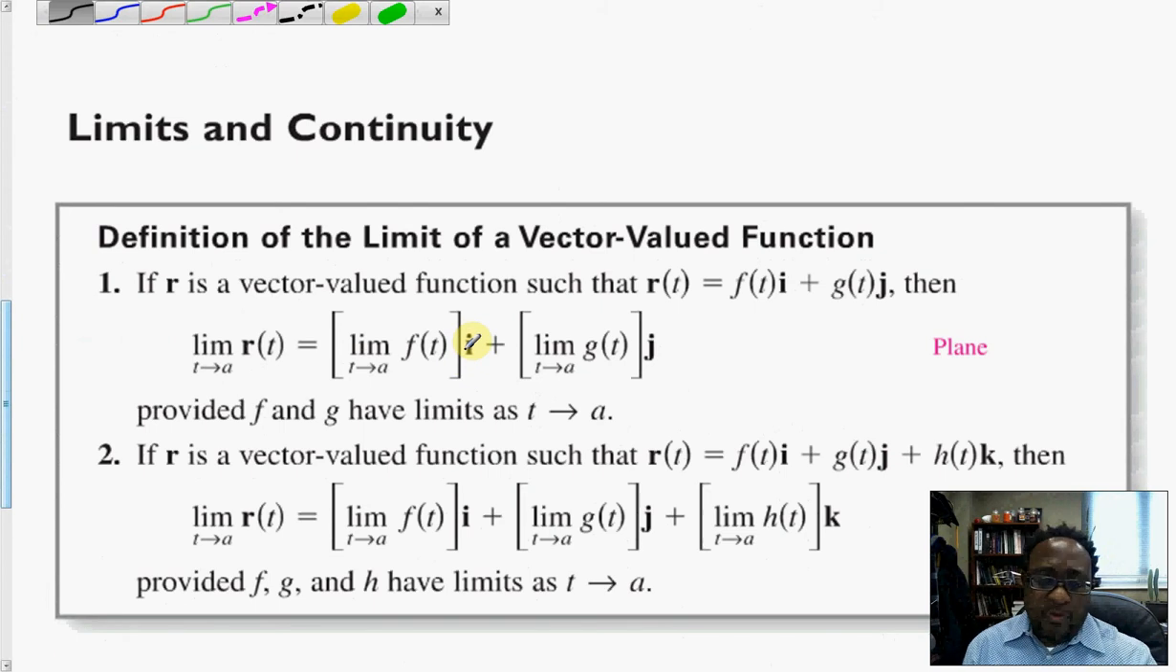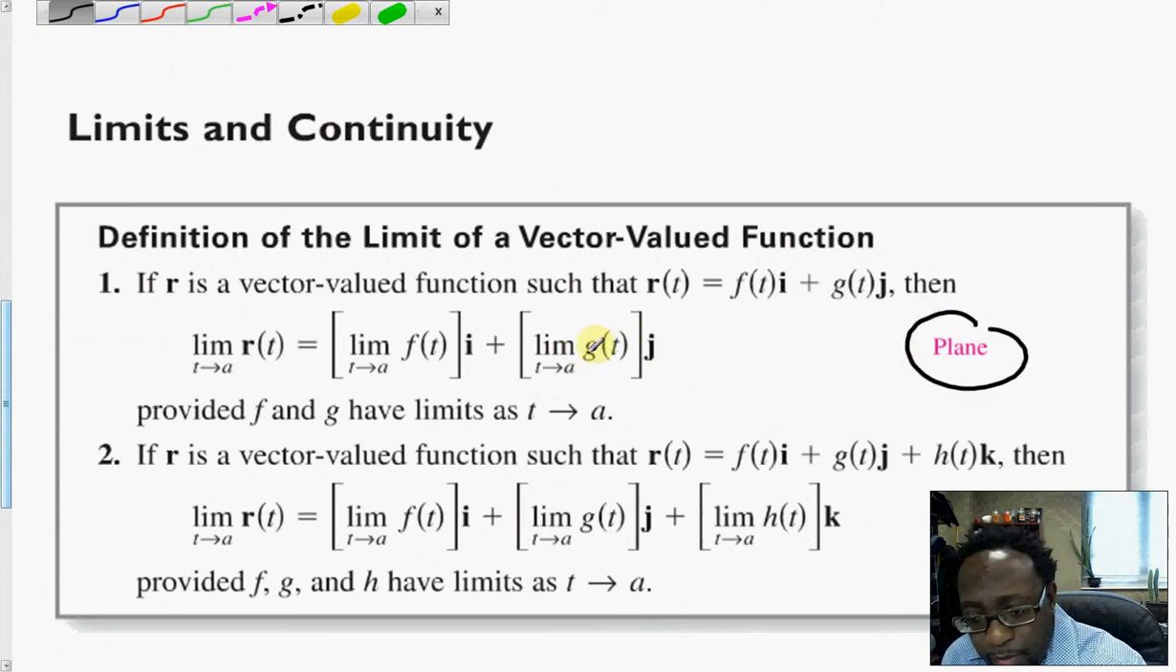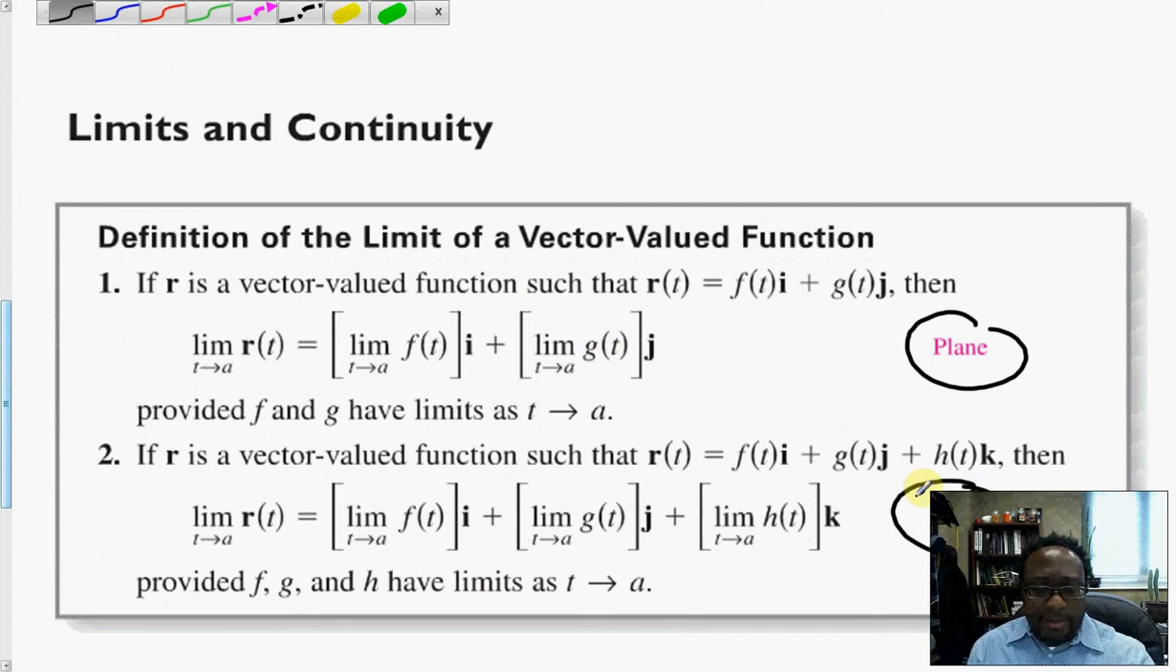and that is with respect to the x-axis, and then the position of the y-axis, if we're in the plane, then you investigate what happens to f as t approaches a, what happens to g as t approaches a. Secondly, if we're in the space, the xyz plane, the limit of the vector is tantamount to the respective limits of the individual functions of f of t, g of t, and h of t.